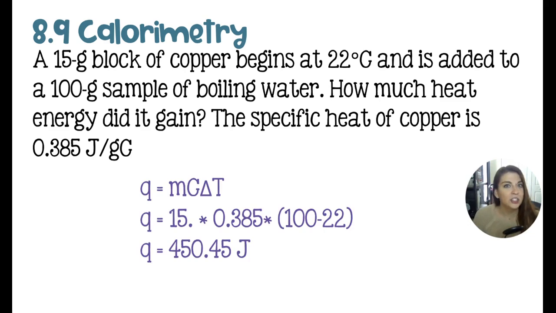Because we're looking at a change in temperature and not a change in phase, we would use the equation Q equals mc delta T. So for this, our mass is 15 grams. The specific heat of copper was given in the question, and then our temperature ended at 100 but began at 22, so you would subtract those two values to determine the change in temperature. Multiply that all across and you would get 450.45 joules of heat added or gained by the copper.